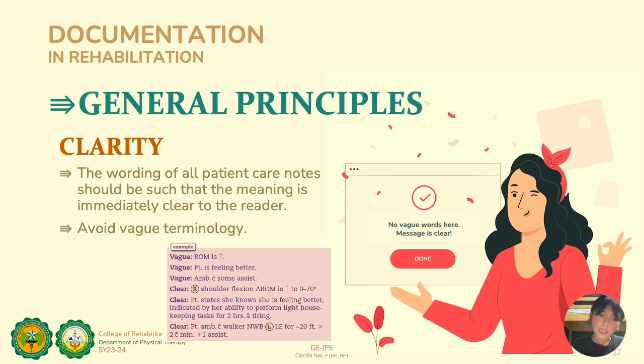Lastly, "Patient is ambulatory with walker, with assistive device, non-weight bearing on the left lower extremity for approximately 20 feet times 2 for 2 minutes with minimal assist." So pag ito, yung assist, it's coming from the PT na or other caregiver. So it's more clear na kung ano yung assist na sinasabi doon sa initial na documentation.